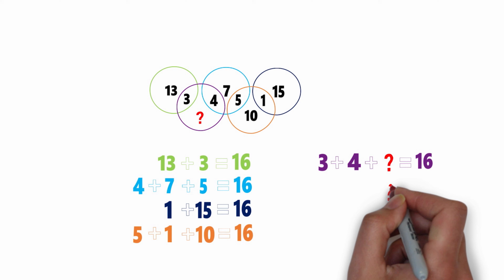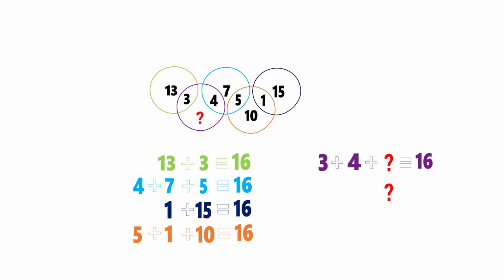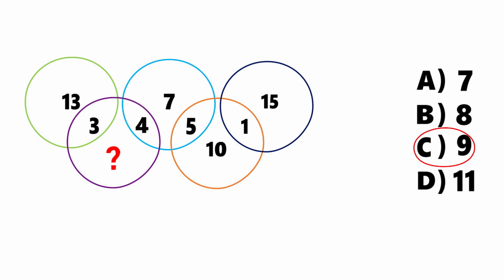After doing the calculation, you see that the question mark, the missing number, equals 9. So the correct choice here is choice C, 9. Hopefully you've nailed this question and now know how to answer similar problems on the test.